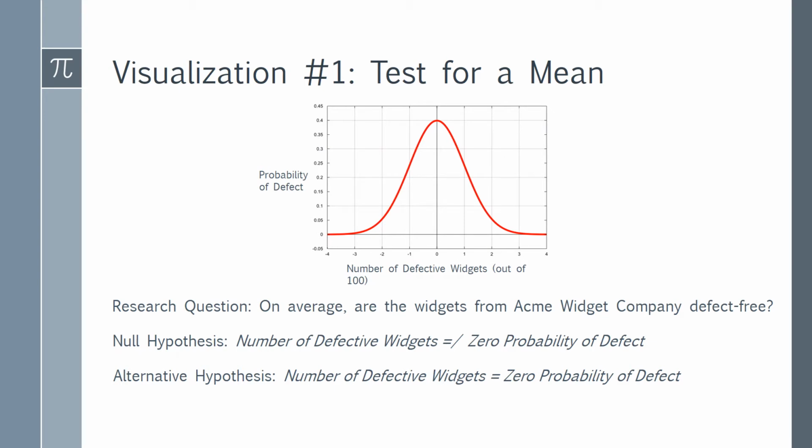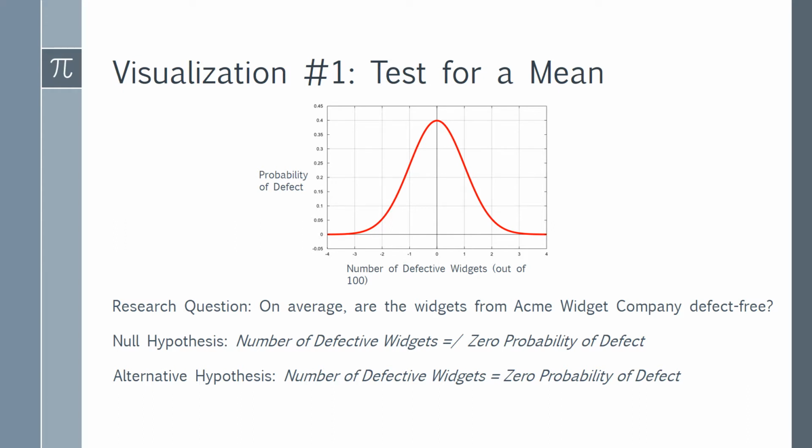So, for our visualization test number 1 for testing for a mean, we are once again faced with one of our famous bell curves. On our y-axis, we have the probability of defect. And on our x-axis, we have the number of defective widgets out of 100. So our research question for this test: on average, are the widgets from Acme Widget Company defect free?